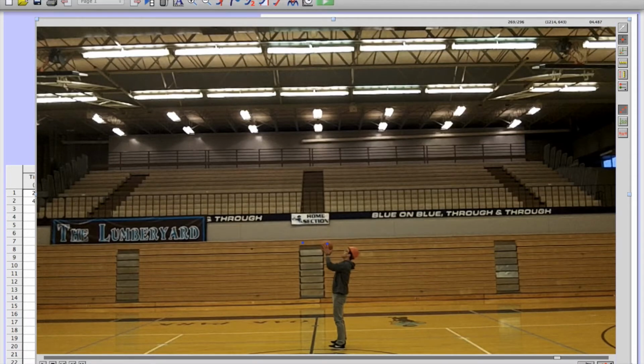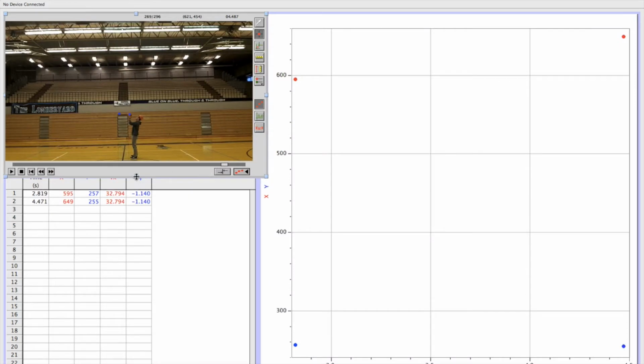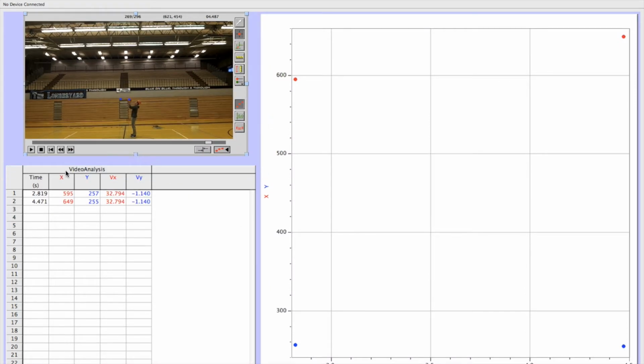Okay, so let's auto-arrange that. And again, I don't care about the graph. I care about the table. So I see that the ball left my hand at 2.819 seconds, and then it fell back into my hand at 4.471 seconds. So I'm going to put those down on my paper. So 4.471.